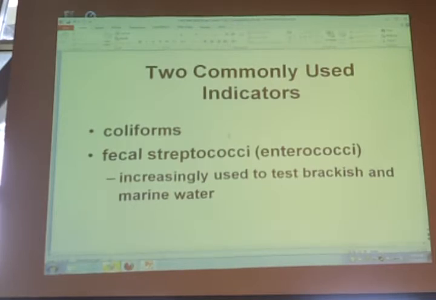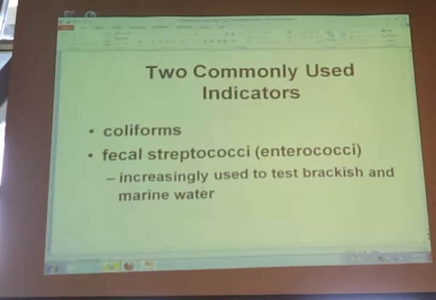Fecal streptococci, or the enterococci, that was mentioned last time around. You had to know that for the last exam. And those, it says, are increasingly used to test brackish and marine water. So cold water, also frozen foods, that was mentioned as well, just because it survives a little better in those kinds of conditions, colder water, saltier water, than E. coli.